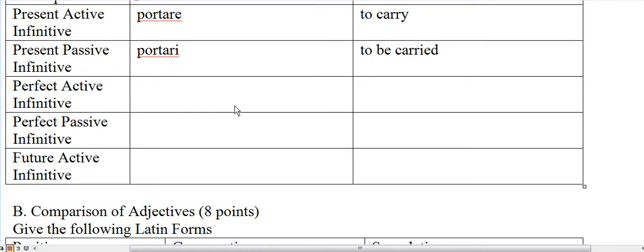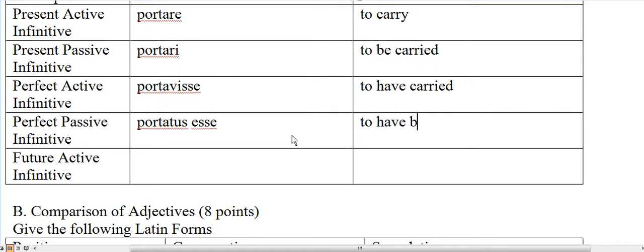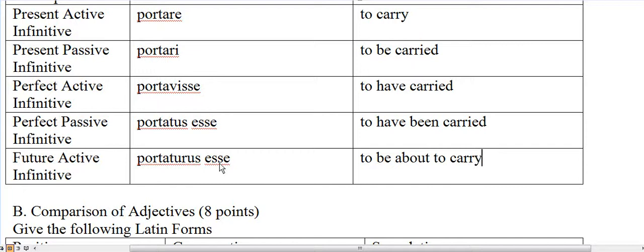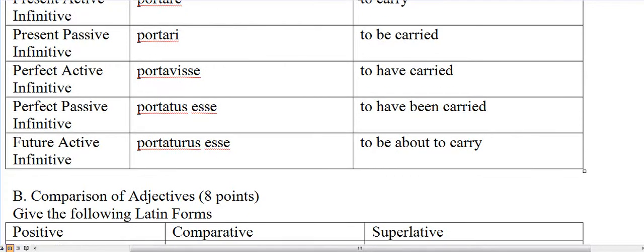The perfect active infinitive is the third principal part plus ISSE, I-S-S-E, to have carried. Perfect passive, this should be pretty easy because you take the fourth principal part and you add ESSE, to have been carried. The future active, you take the fourth principal part minus the US, add URUS ESSE, and it's to be about to carry or to be going to carry. And that's how you get through the participles and infinitives.